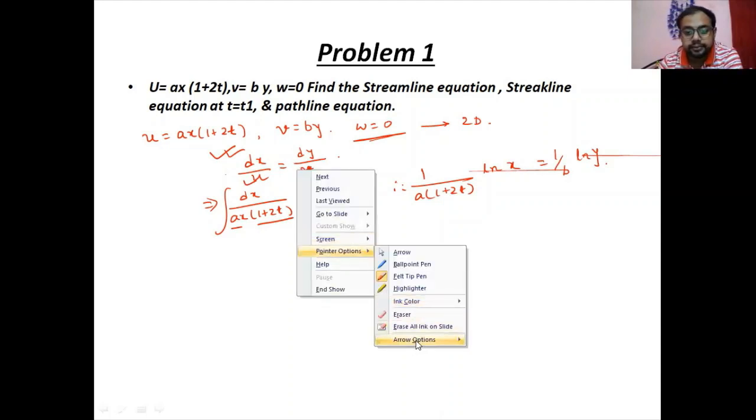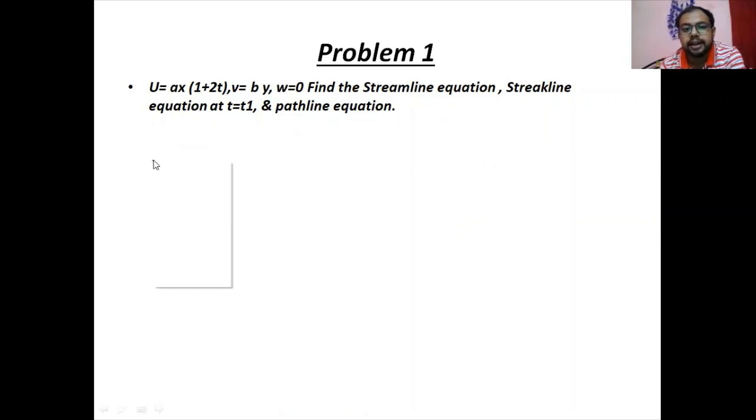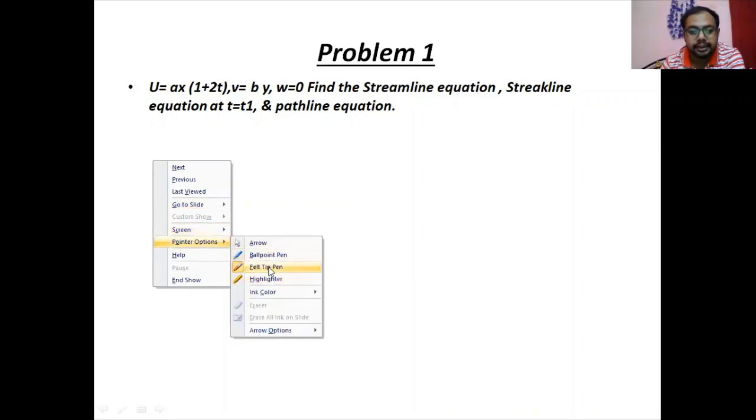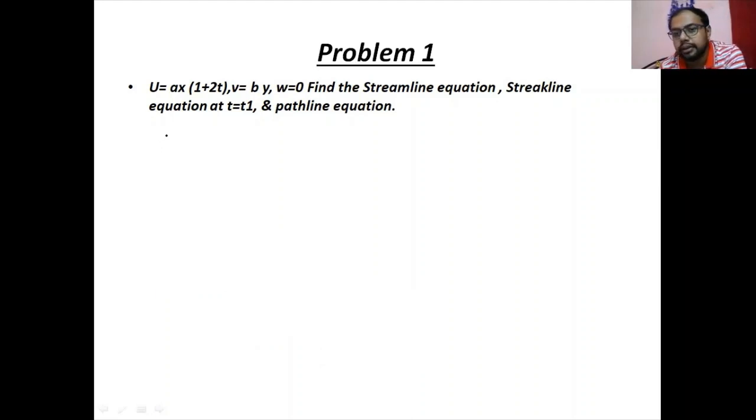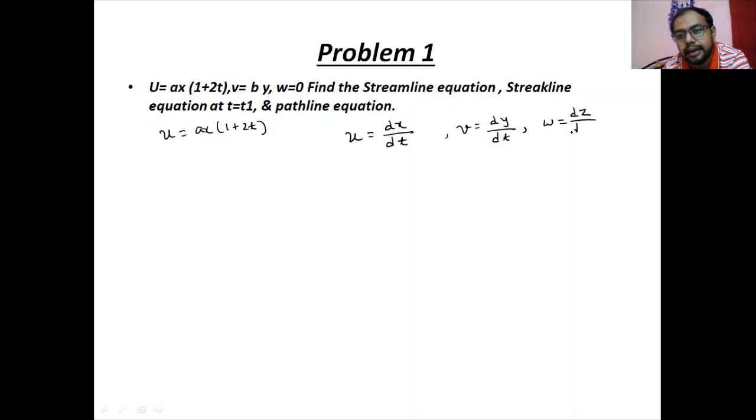Same way, if you are asked for the Streakline equation or Pathline equation, when you write it down, u is given as ax into 1 plus. You see, the Streakline and Pathline is a Lagrangian concept because you are tracking the fluid particles. As it is a Lagrangian concept, you can write u is equal to dx/dt, v is equal to dy/dt. If w is present, w is equal to dz/dt. The Lagrangian concept you can write this way, but the Eulerian concept you cannot write in this way.